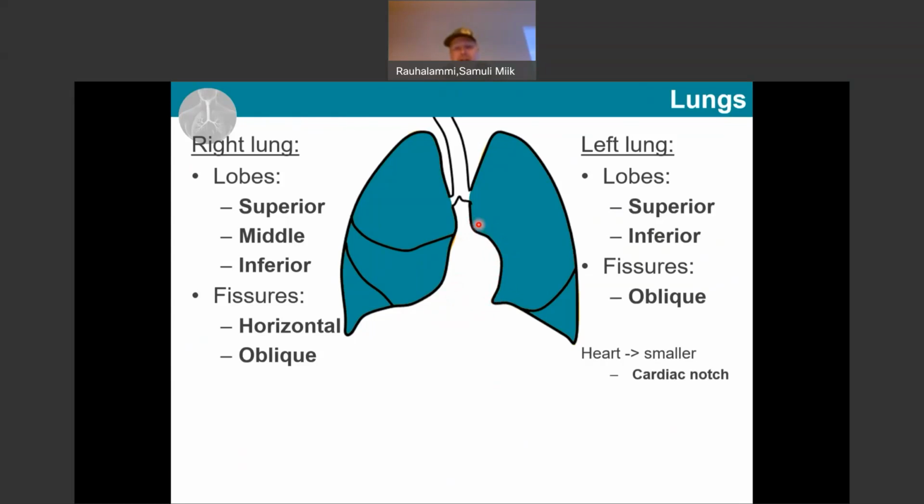There would be very clear indentations from the heart and the great vessels and so on. On the right-hand side, since it's larger, we're going to have 3 lobes, typically superior, middle, and inferior, separated by the horizontal and oblique fissures. On the left-hand side, only superior and inferior lobes, separated by the oblique fissure.